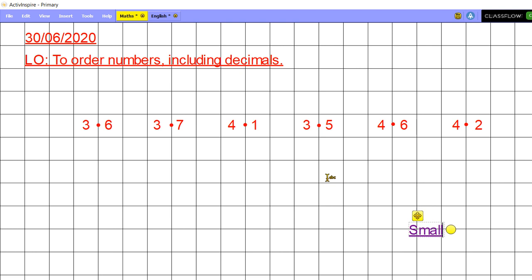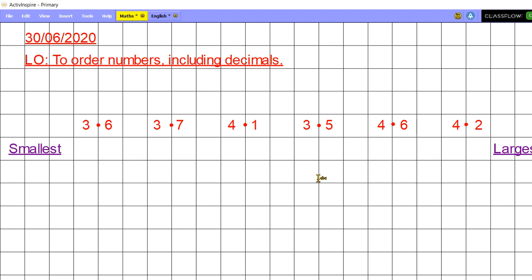So when we order these, we tend to order from the smallest to the largest. However, sometimes we don't, and sometimes, depending on the question, it might ask you the opposite way around. It might say order them from largest to smallest. So just bear that in mind as well.